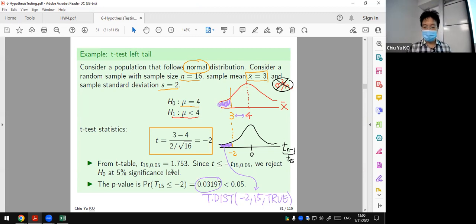The next thing is to look at the critical value. As I said before, same as what we have done before, to do it we just look at the area directly, T15.